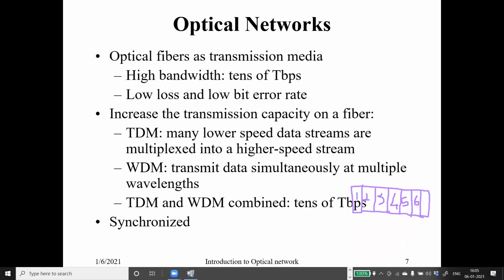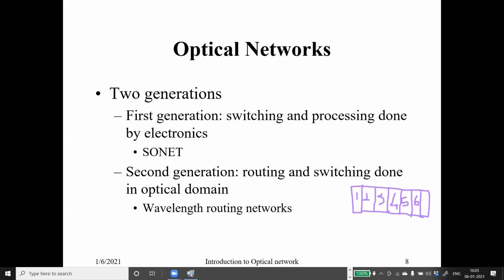Then we looked at the optical network characteristics, that it is giving you a high bandwidth, low loss, as well as supports the multiplexing TDM, WDM, and even the combination, and gives you a synchronized output. So the two generations that we'll be discussing in this are Sonnet and the present gen network, where you have all optical components. Sonnet was the first generation.